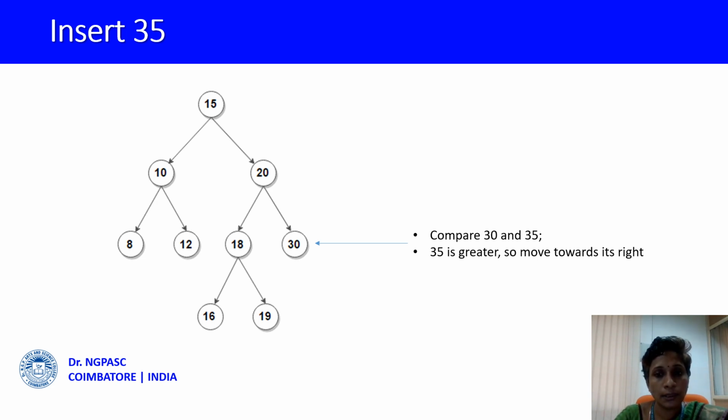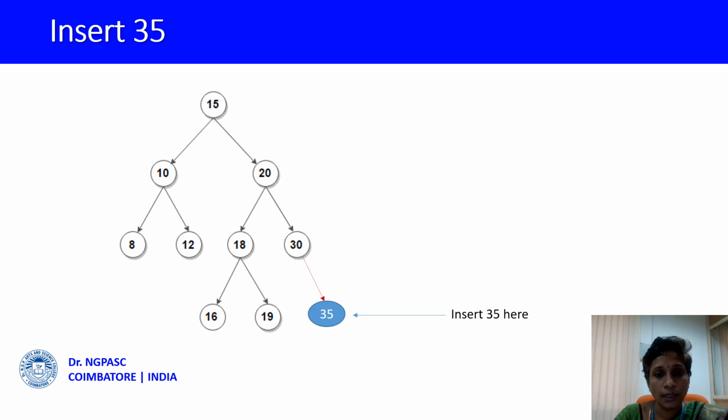We have to compare 30 and 35. We find 35 is greater than 30. So we have to move towards its right. When we look, we can see that 30 is not expanded further. 30 is the leaf node. So what we have to do is insert 35 on the right side of 30, because 35 is greater than 30. So we insert 35 as the right child of 30.